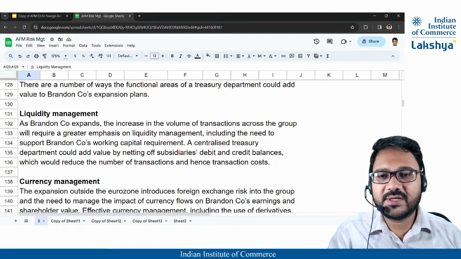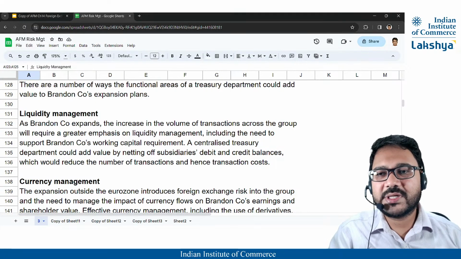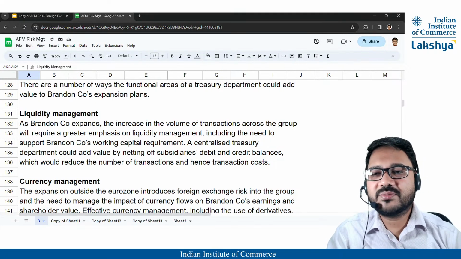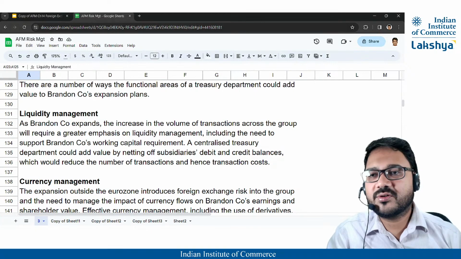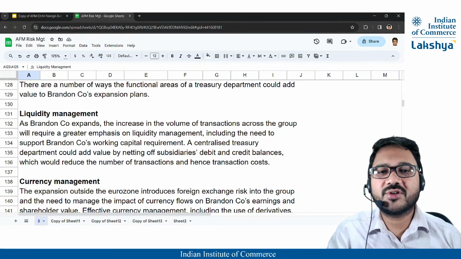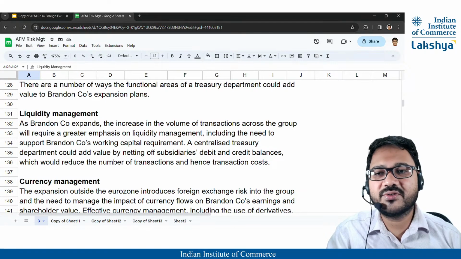But that would take up in the next question. Anyways, I'll just quickly read through liquidity management as Brandon expands. Okay, there are a number of functional areas a treasury department could add value to for the Brandon company's expansion plan. First one is liquidity management.